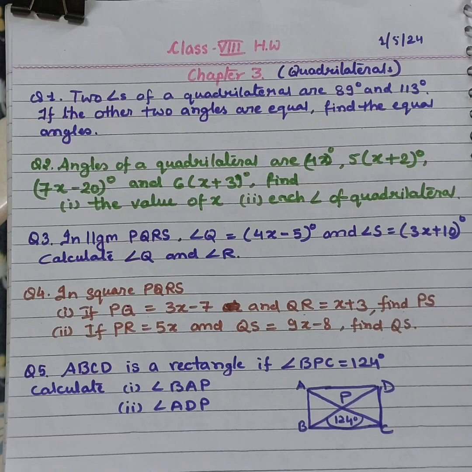Question number 5. ABCD is a rectangle. If angle BPC equals 124 degrees, only this much is given. Now you have to calculate angle BAP, then angle ADP. Let's see how we will calculate.